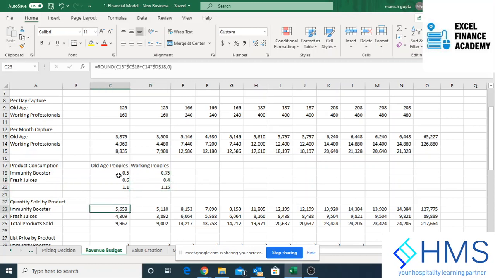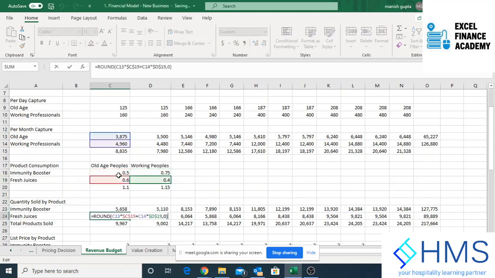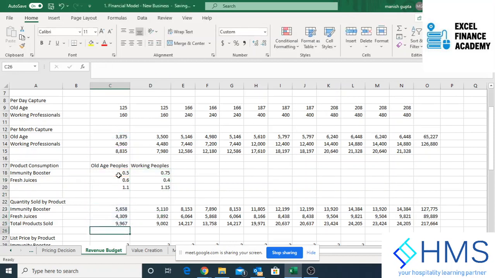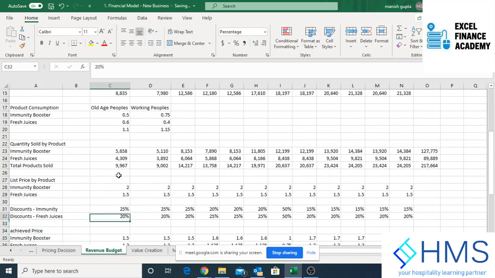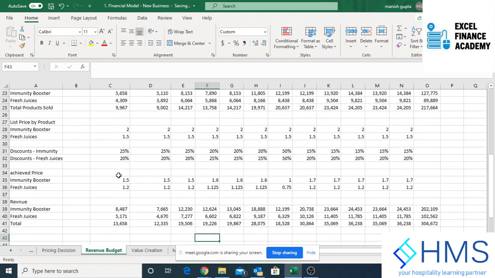So we can calculate how much immunity booster and how much fresh juice we will be able to sell from this market. We combine them together for the whole month, and then we say, okay, what is the list price of each product. List price normally doesn't change, but we can always do discounted promotions, so you can vary the discount for each month. By doing this, we have configured flexibility in our model, so that you can give more discount or less discount without changing the price itself.